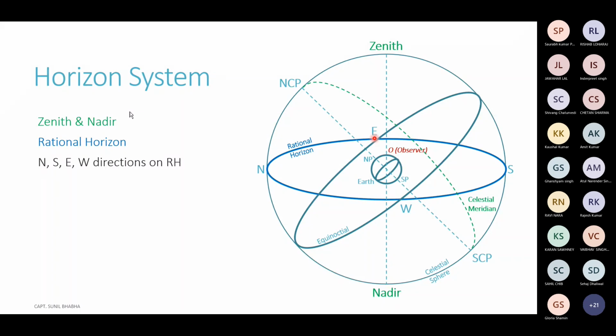So the east point is on the far side of the celestial sphere, which is behind the screen you are looking at. And the westerly point is towards you. When you are looking at the screen, the westerly part of the celestial sphere is towards you. So that's how this diagram is made. So we have these 4 reference points on the celestial sphere.